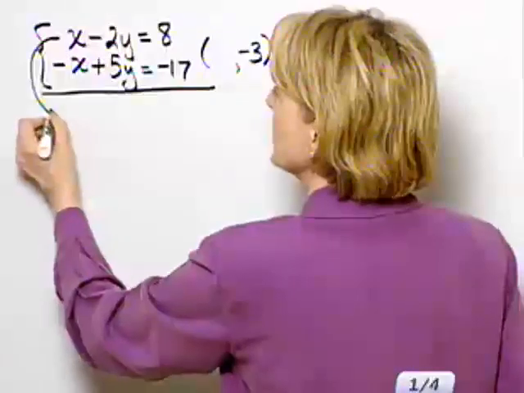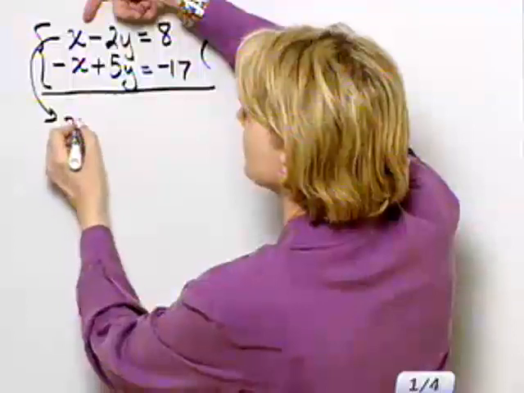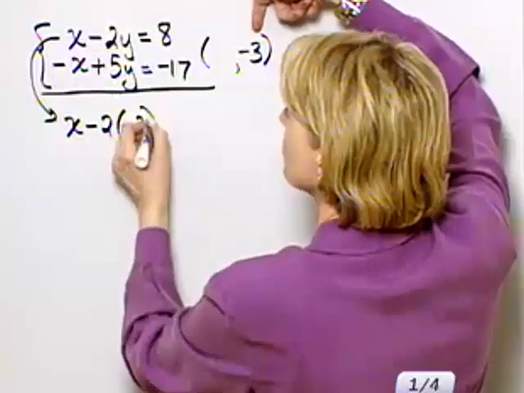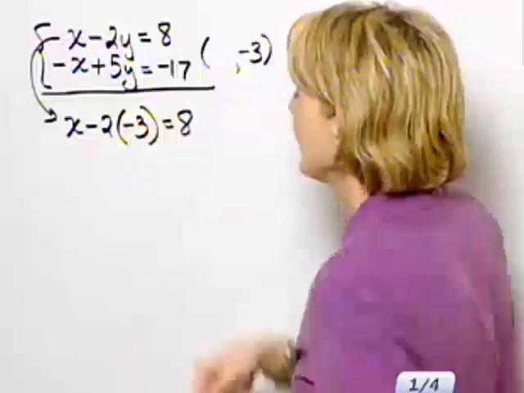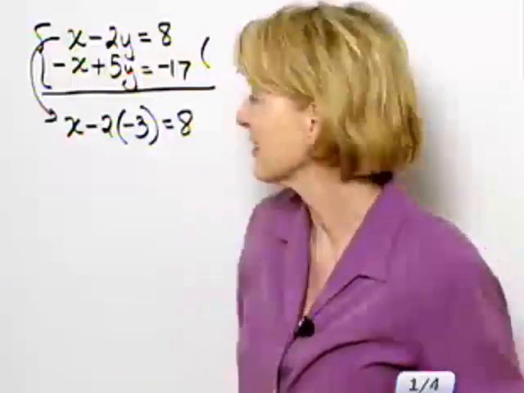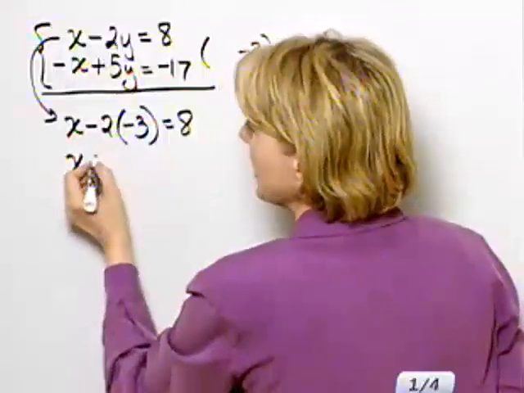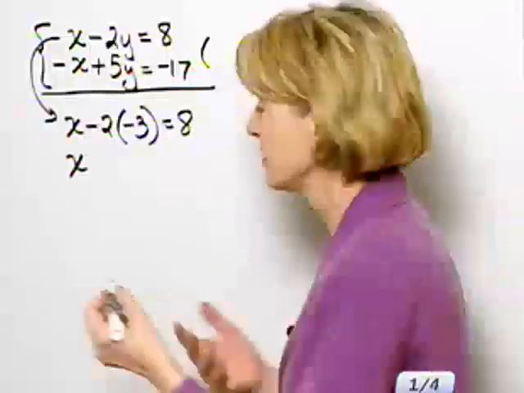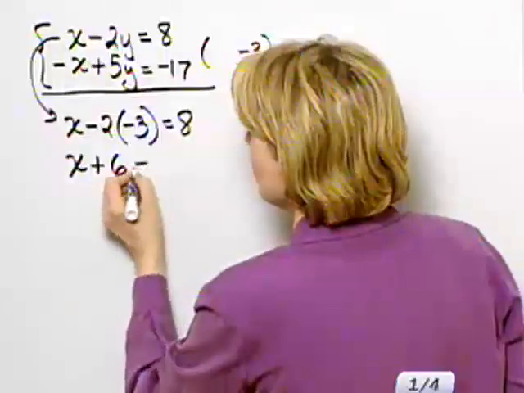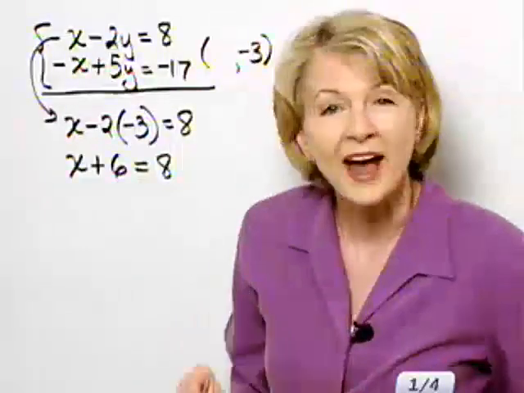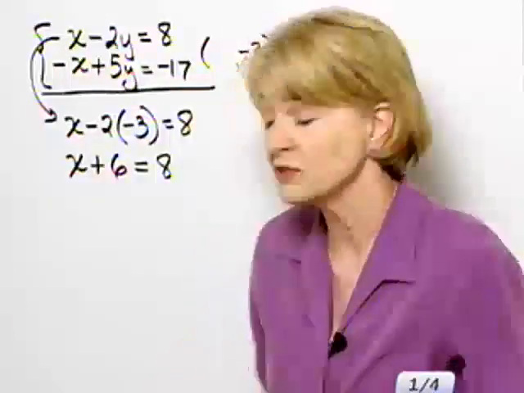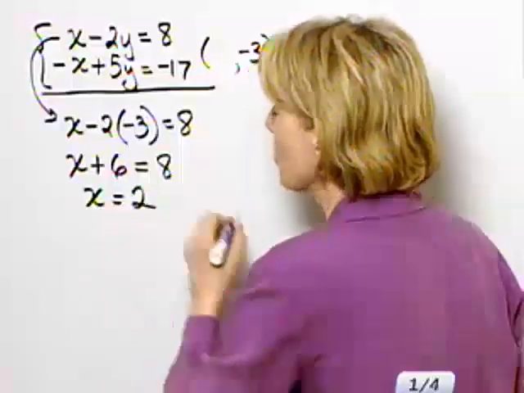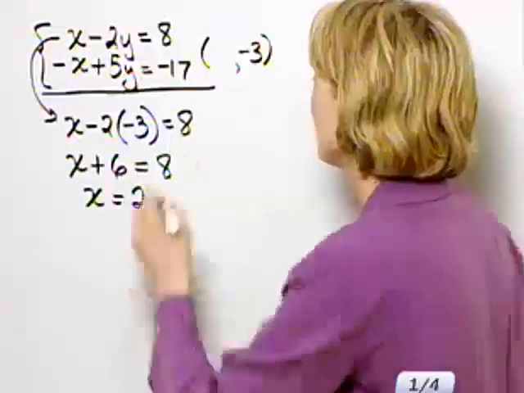I'll pick this equation, and I'll have x minus 2 times y, where y is negative 3, is equal to 8. Now let's solve for x. So I have x minus, or you can think of this as negative 2 times negative 3, so that's plus 6, equals 8. Then subtract 6 from both sides, and you'll have x is 8 minus 6, or 2. And that's our x value.